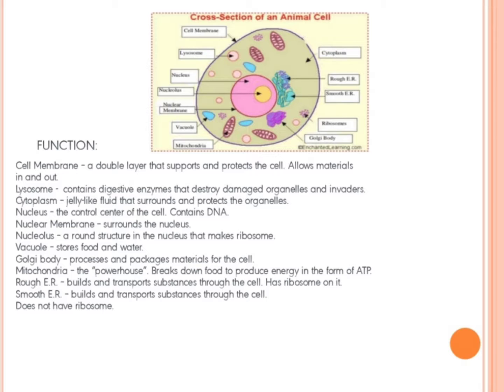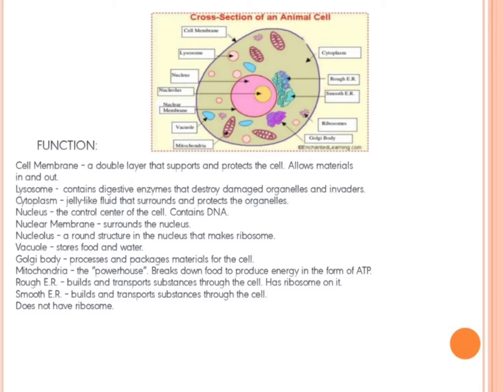Nuclear membrane surrounds the nucleus. Nucleolus, a round structure in the nucleus that makes ribosomes. Vacuole stores food and water. Golgi body processes and packages materials for the cell, and mitochondria, the powerhouse, breaks down food to produce energy in the form of ATP.